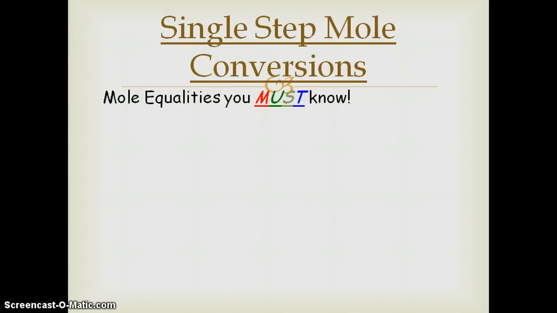These are 3 mole equalities that you absolutely must know. These will not be provided for you. They're numbers that you're just going to have to know. The first, of course, is the one that we talked about in Mole Vodcast number 1, which is 1 mole equals 6.02 times 10 to the 23 particles. At this point, you should be able to tell me exactly the number of a mole: 6.02 times 10 to the 23rd.